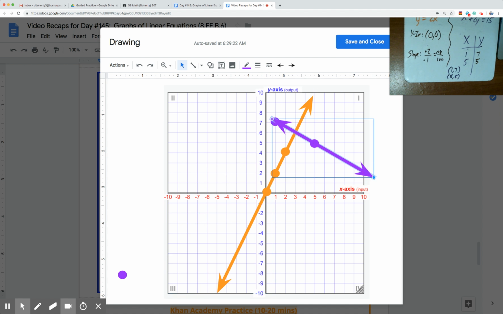We can see now our common solution as well. We'll go ahead and place a final point there. It's on the purple line, it's on the orange line at the same time. We know if x is 3 and y is 6, that will be a solution to both the purple and orange equation at the same time.